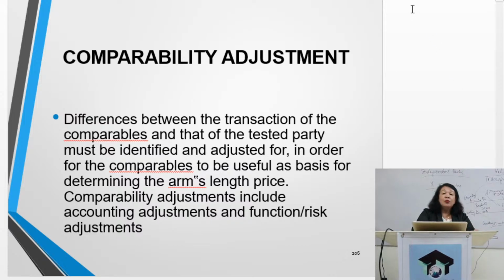So, yun po yung purpose po natin talaga, bakit tayo nagko-compare. So, para daw siya maging useful na magiging arm's length price. So, include accounting adjustment. Ito yung i-adjust natin, yung accounting adjustments.